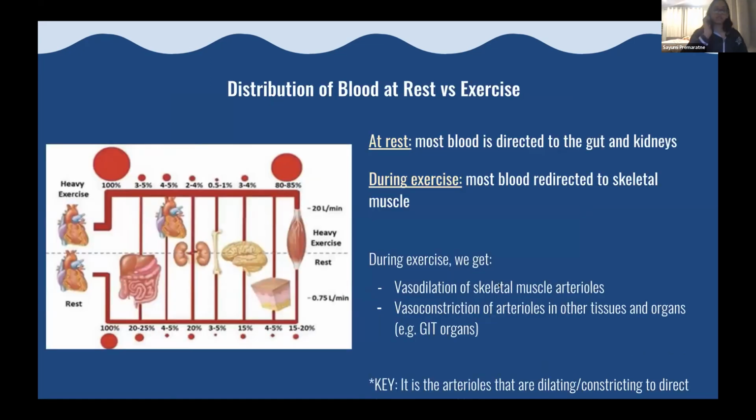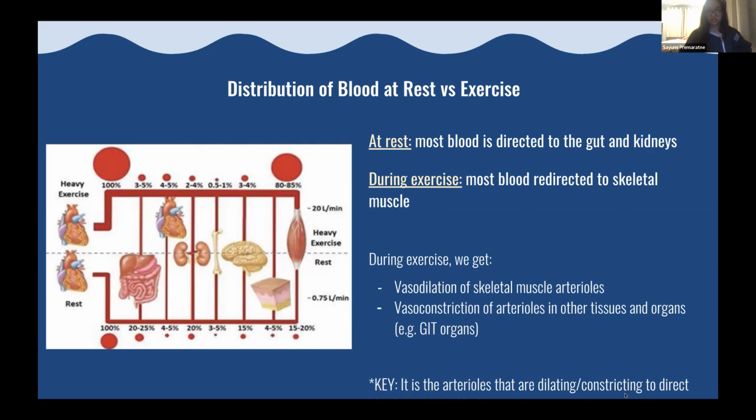Okay, so now onto hemodynamics. There's the distribution of blood at rest versus exercise. Because different things are important when you're resting and digesting versus when you're running, your blood needs to be redirected to different tissues depending on what's happening. So at rest, your blood is going towards those rest and digest things to do with metabolism like your guts and your kidneys. But then during exercise, a lot of that blood is being redirected to your skeletal muscle.